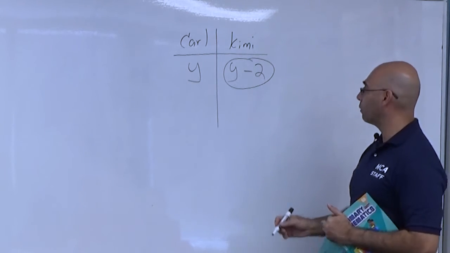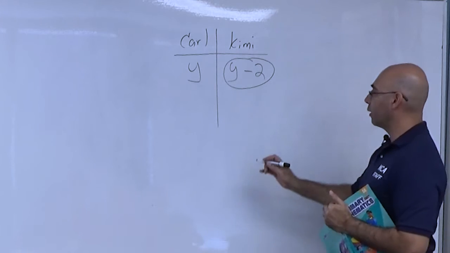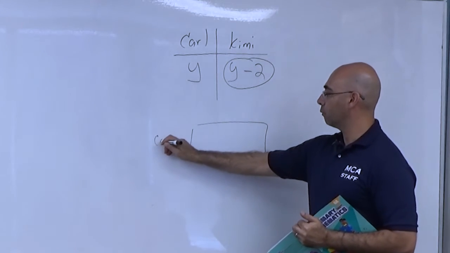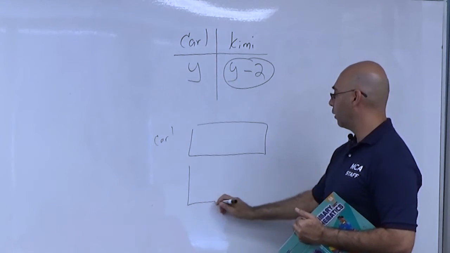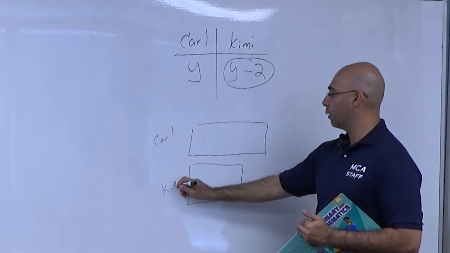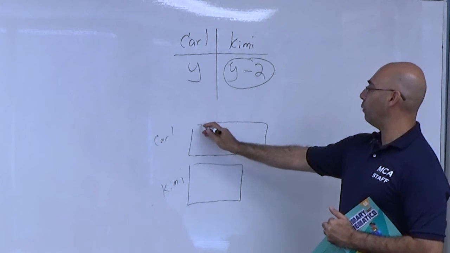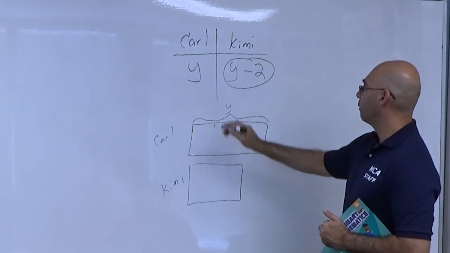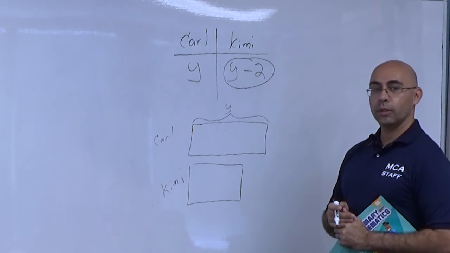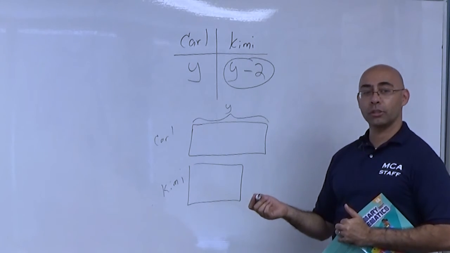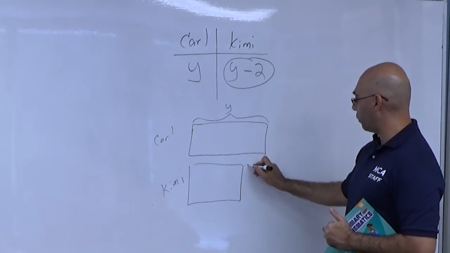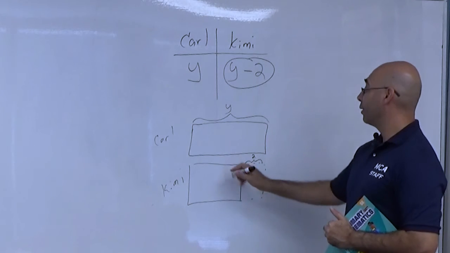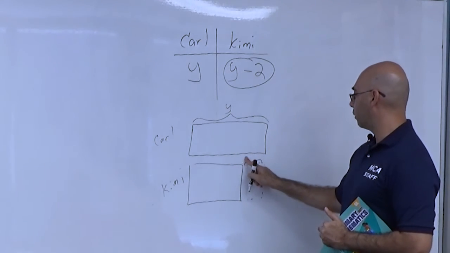Now if I were to write this as a model, they give you an actual model right there in your book. They give you Carl. And they give you Kimmy. Now, how old is Carl? He's y. So this whole thing right here is y. What does Kimmy say? She's 2 years younger. That means you need to take away how much? 2. So this right here, isn't this the part that was taken away? So how much is that going to be? 2. So this part right here, let's write the 2 down here.